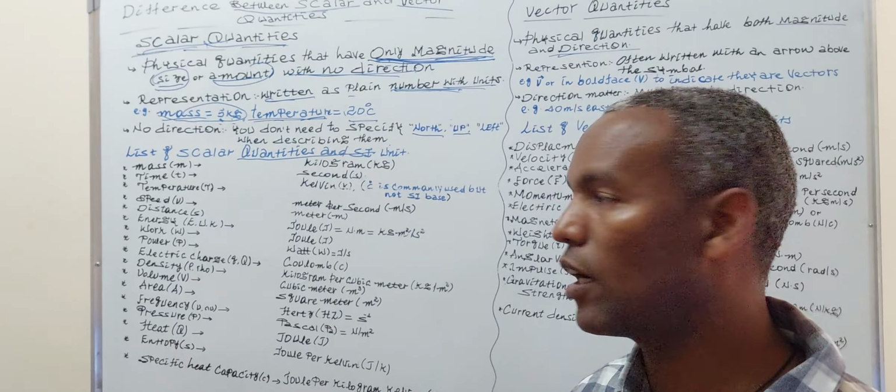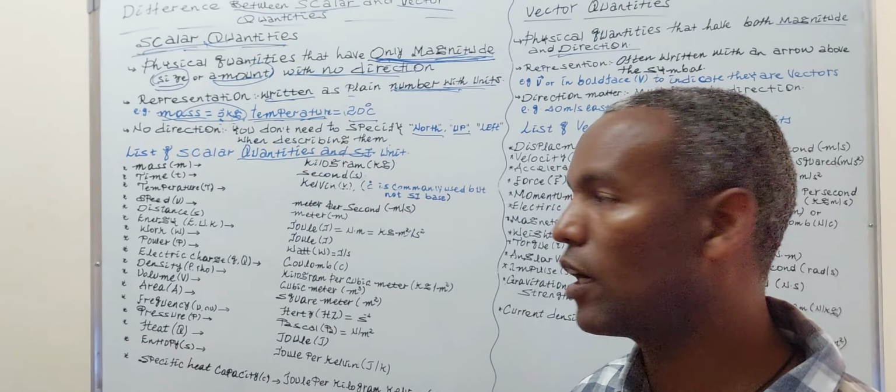Most people use degree centigrade, but the SI unit of temperature is Kelvin. Then speed is symbolized by v, and the SI unit of speed is meter per second.